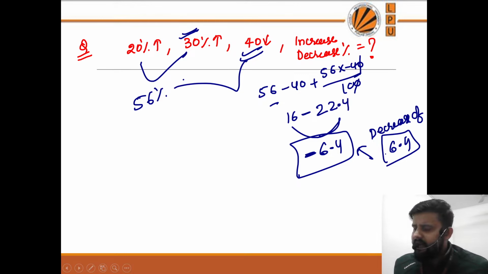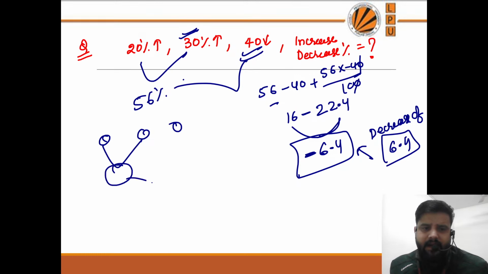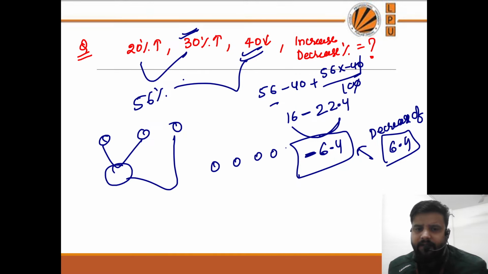So the basic idea was how to apply it in 3 percentages. When you have 3 percentages, apply it in the first two, then apply it to the resultant and the third one. Let's say in a question you have 4 percentages: 1, 2, 3, 4. Then you apply it in the first two, then in the last two, and then apply it in the resultants of these two. That's how you should use this formula.